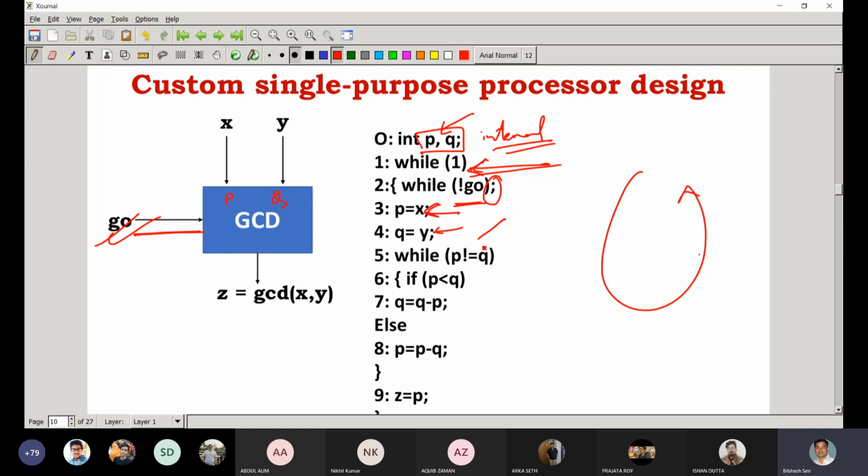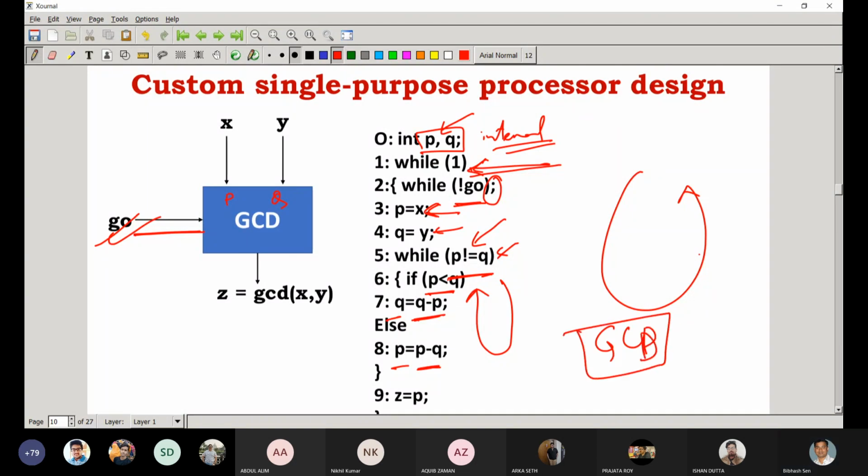Then while p not equal to q, inside it you will find: if p less than q, then q equals q minus p, otherwise p equals p minus q. This will continue until these are equal. It will continue the process. Actually, by using this you will find the GCD concept, the greatest common divisor of two numbers. Finally, p will contain the value of the GCD.